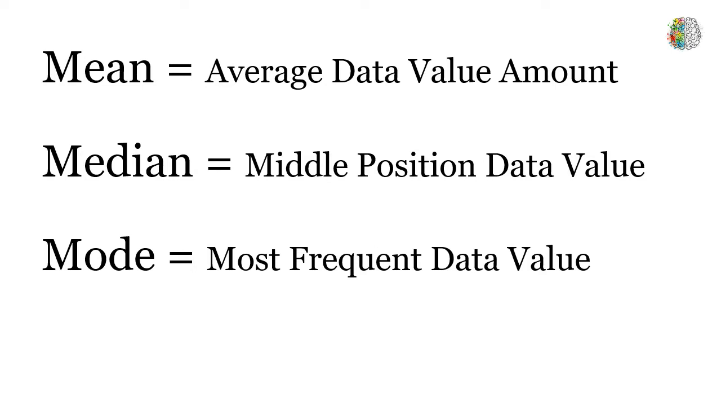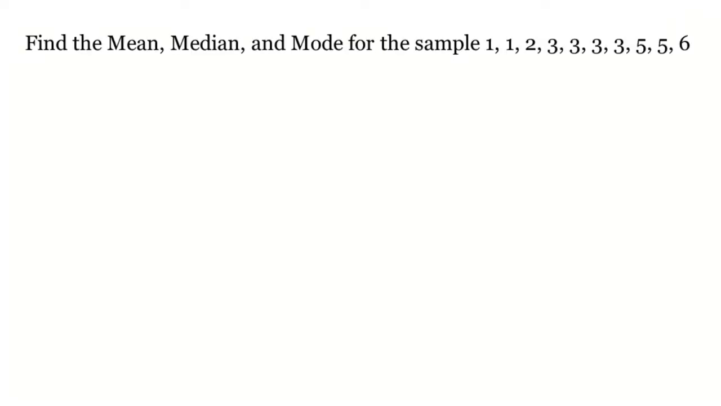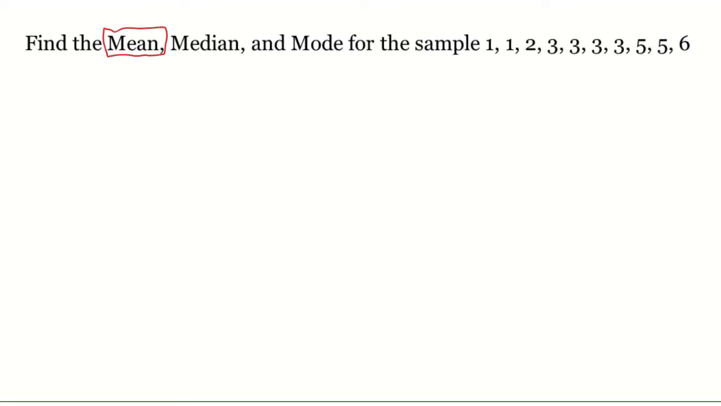So let's look at a couple of examples to see how we solve for each of these three measures of data. Our first example says, find the mean, median, and mode for the sample 1, 1, 2, 3, 3, 3, 3, 5, 5, 6. So let's begin by solving for the mean.